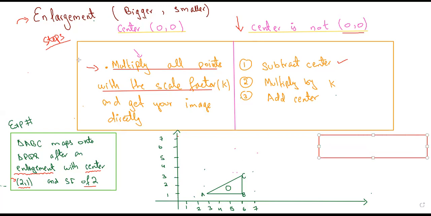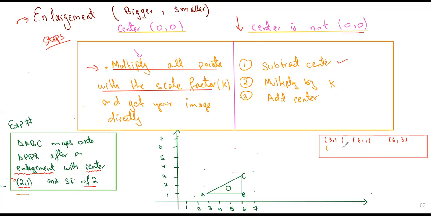The 3 points are 3, 1, 6, 1, and then 6, 3. These are the 3 coordinates which I have. First, I am going to subtract the center. So for subtracting the center, I'll subtract 2, 1.